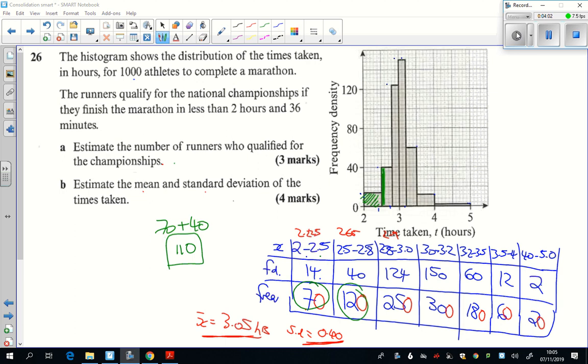I've done that in 4 minutes, but it took considerably longer to try and figure out all of those values there. Good luck with it.